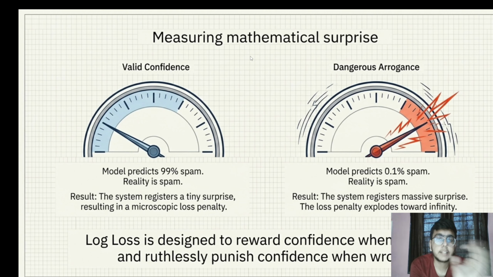Valid confidence: the model predicts 99% this mail is spam, and actually this mail is spam. Then the system registers a tiny surprise, resulting in a microscopic loss penalty. But on the other hand, if the model predicts 0.1% spam and reality is spam, the system registers massive surprise. The loss penalty explodes toward infinity. Log loss is designed to reward confidence when correct and ruthlessly punish confidence when it's wrong.